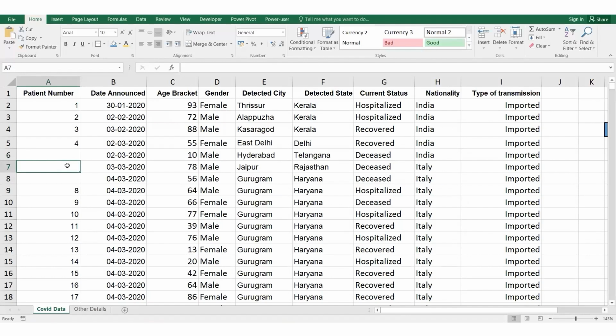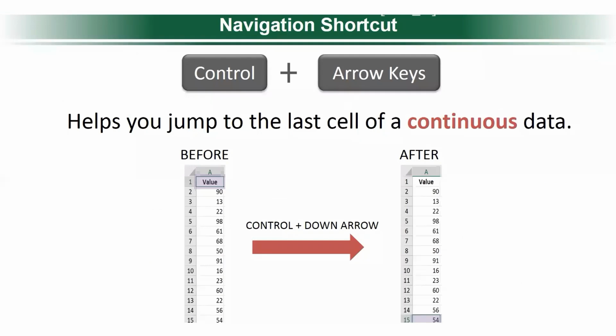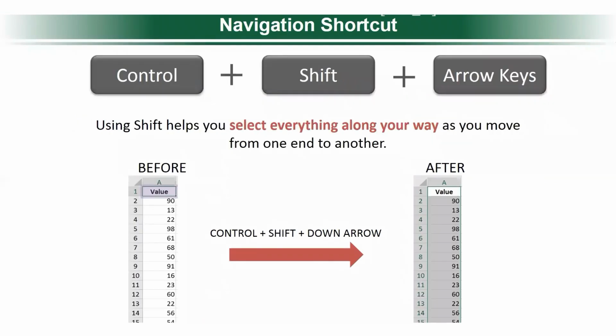That's how the Control plus arrow navigation shortcut works. It helps you jump from one cell to another cell, provided you have continuous data in between. Looking at the next shortcut that we have, which is the Control Shift arrow keys.